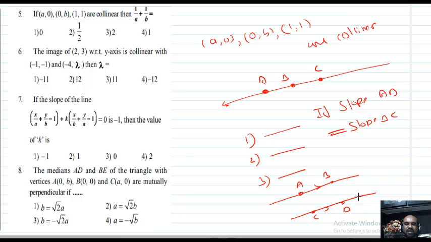These two are two distinct parallel lines. No common point between these two. All are different. Every point on this line and every point on this, no intersection between them. But here AB line and BC line, see B is common.